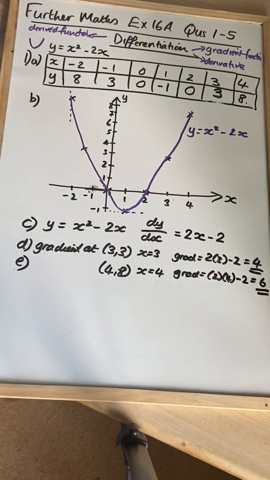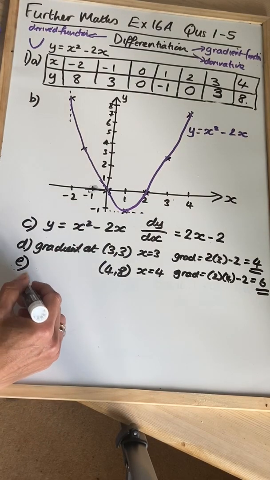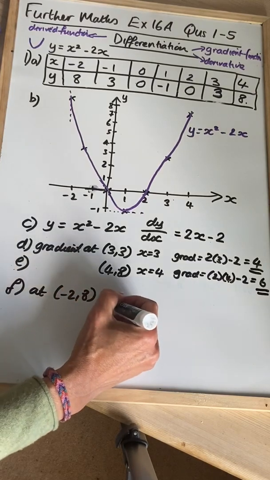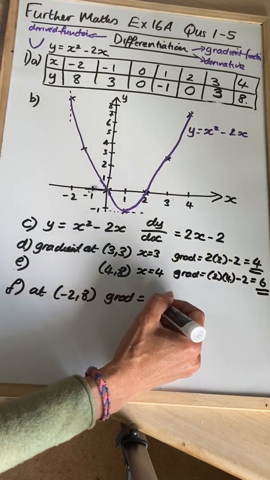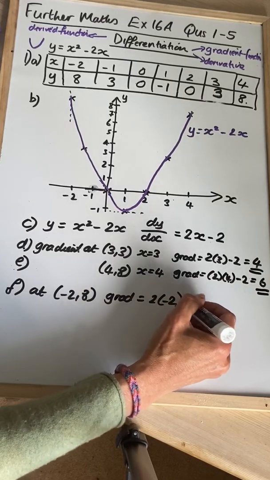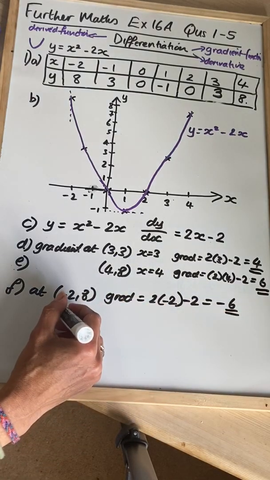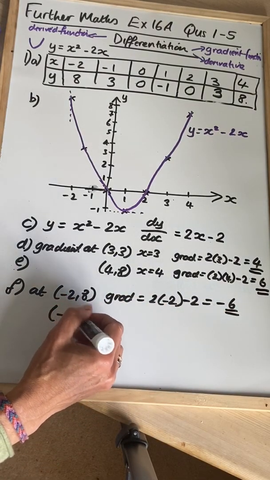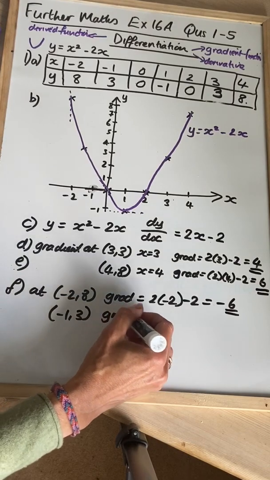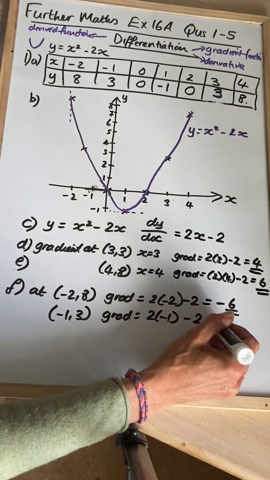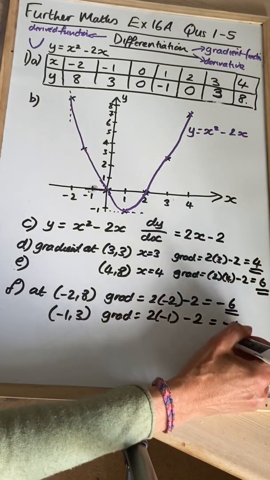Part F of the question, 2 more points on the curve, where you can choose any points on the curve. So I did actually prepare this one earlier. If I say at minus 2, 8, my gradient is going to be 2 times minus 2 minus 2, which is minus 6. And I've also done at minus 1, 3. So the gradient will be 2 times minus 1 minus 2, which is going to give me minus 4.